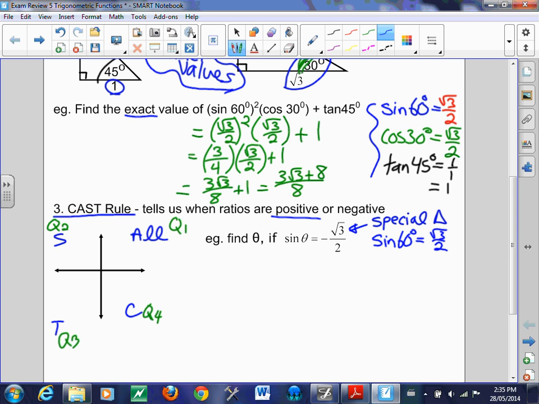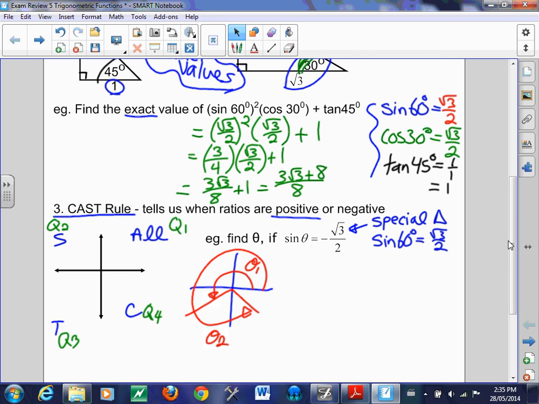But what we have to remember, folks, is that this is a negative value. So we need to use the CAST rule to tell us in what two quadrants it is negative. Sine is negative in quadrant 4, which is that one, and in quadrant 3. So we're going to try to figure out two angles, theta 1 and theta 2. What do we know? We know that the related angle is 60 degrees. So that's 60 here, and that's 60 here. We just got to figure out how to get the theta.